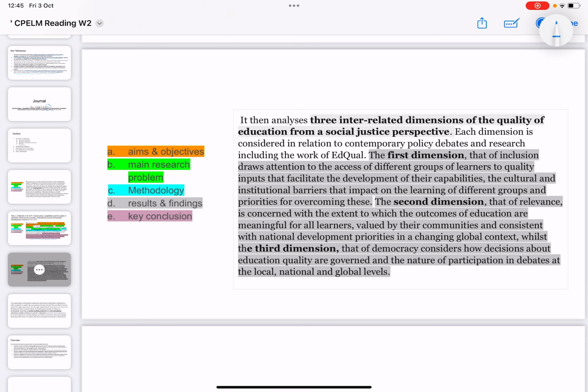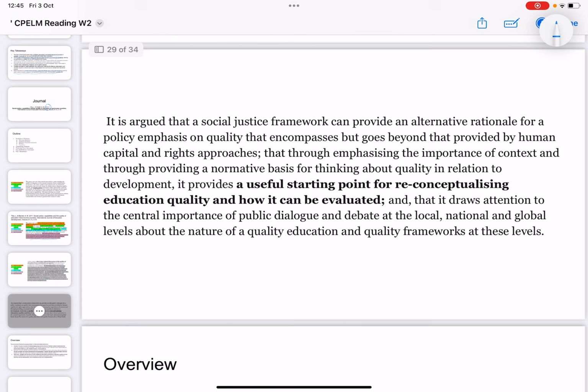So, one of the key findings is there's three interrelated dimensions of quality of education from a social justice perspective. The first one is inclusion, the second one is relevance, and the third dimension, I think, is democracy. These are the key three dimensions that bring together education from a social justice lens, and how quality education can then be redefined, or reconfigured. So I'll just move on to the next slide.